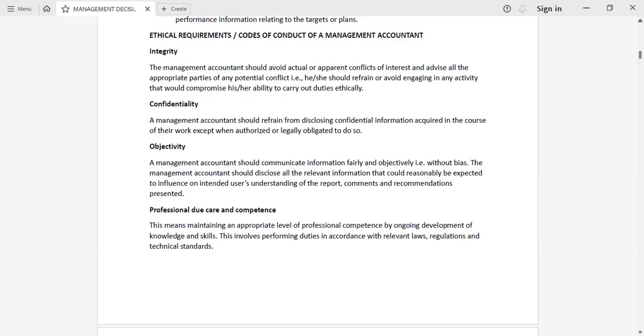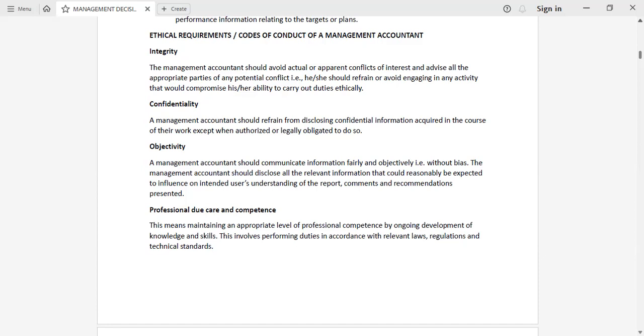So when you get to know the codes of conduct of a management accountant, it doesn't mean that they are different from those of a financial accountant. They are the same. And the way we explain them here is the same way they will be explained to teachers and lawyers, so long as they are professionals in their careers. That's the same thing we expect them to do. One is integrity.